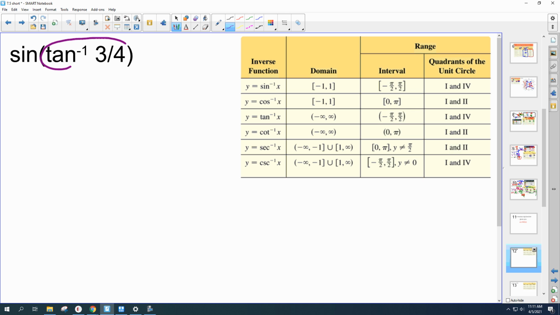Here's what I would do. I know that since this is an inverse trig function, it's an angle, so I'm just going to call it theta. I should be able to draw a picture of that angle. Since we're talking about an inverse tangent function, it can only be defined in either quadrant 1 or 4. But since this is a positive fraction here, I know that it has to be in quadrant 1. We are definitely in quadrant 1. So I can draw a picture of theta in quadrant 1.